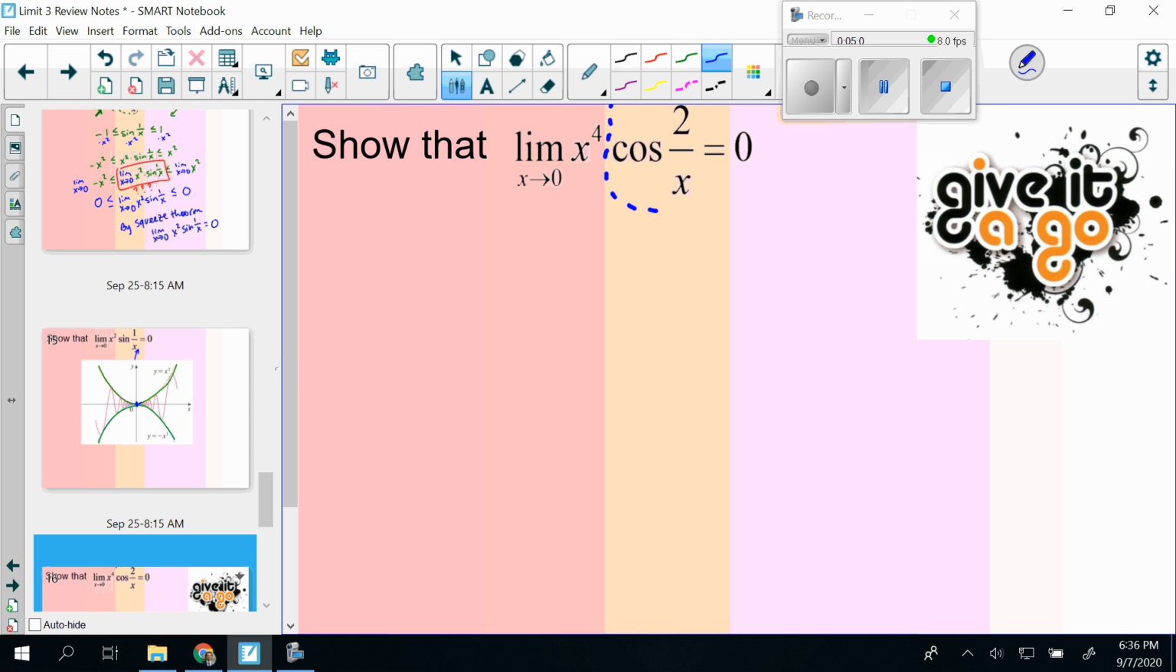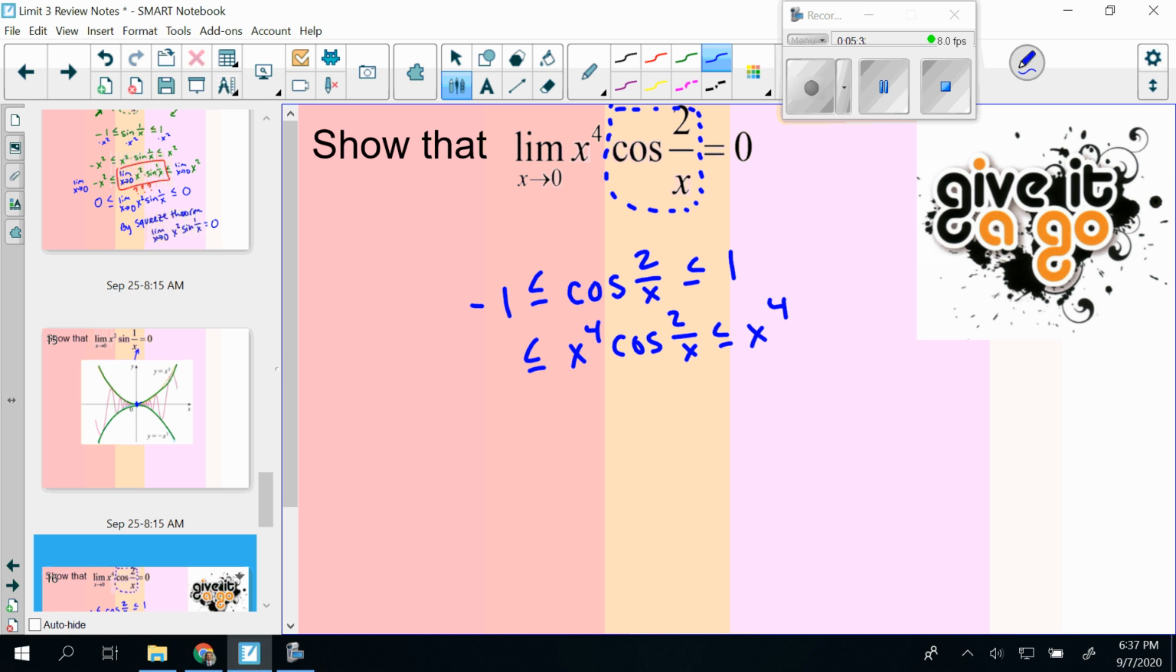Again, in this one, it looks like the part giving us trouble would be the cosine function there. We know any cosine function is going to have to be between 1 and negative 1, because the graph of cosine is always going to be between those two values. Let's get that part about x to the fourth in there now. If we multiply by x to the fourth on all sides, we get these functions. Now we're going to take the limit as we go to 0 of all this.